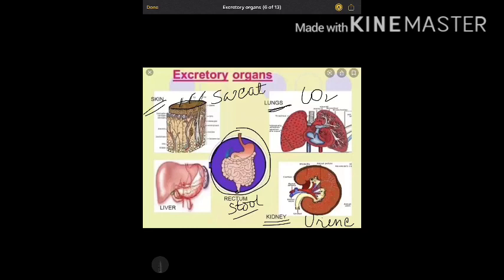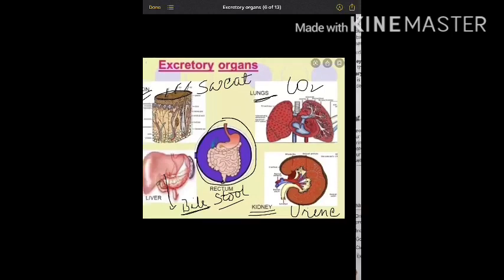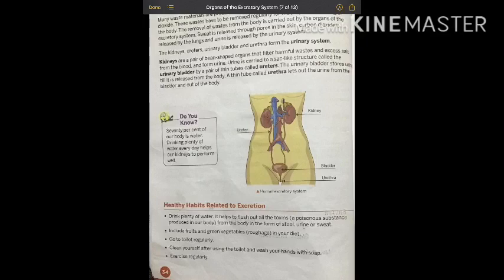The liver also helps us to excrete bile. Okay, bile is a waste product which the liver excretes, but this waste product also helps in the digestion of food. All right, so these are some excretory organs. Okay, now we will study one excretory system.